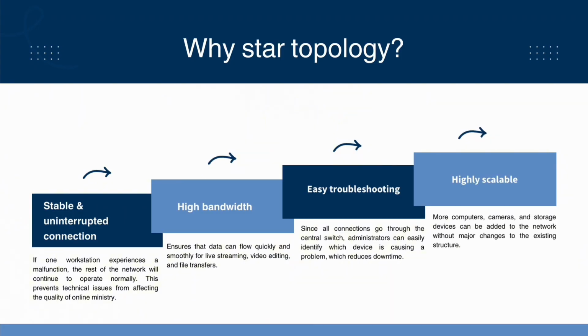The star topology is also highly scalable. As the church grows, more computers, cameras, and storage devices can be added to the network without major changes to the existing structure. This is important because many churches slowly expand their digital ministries over time as more volunteers join and more programs are introduced.